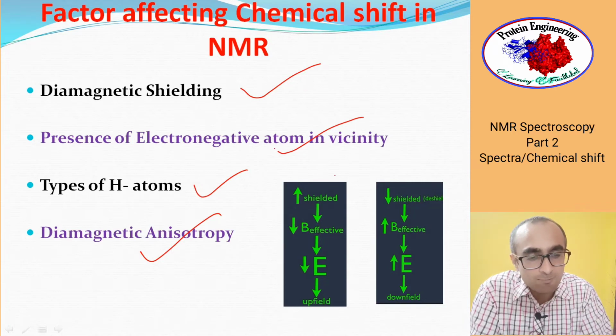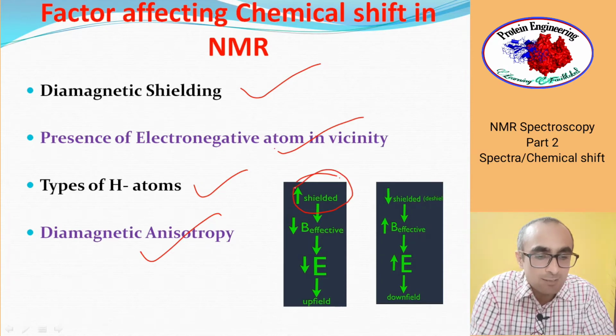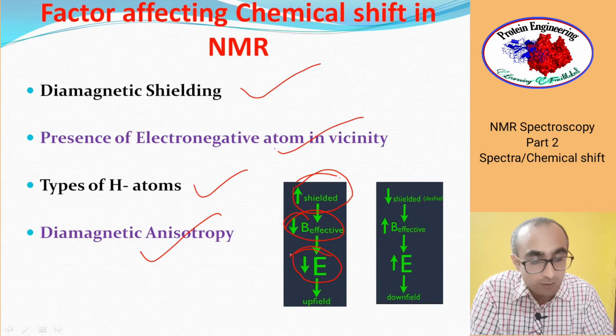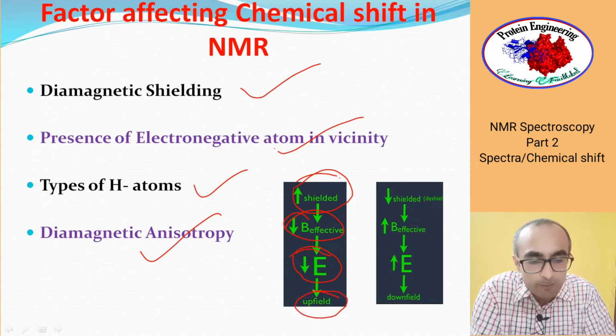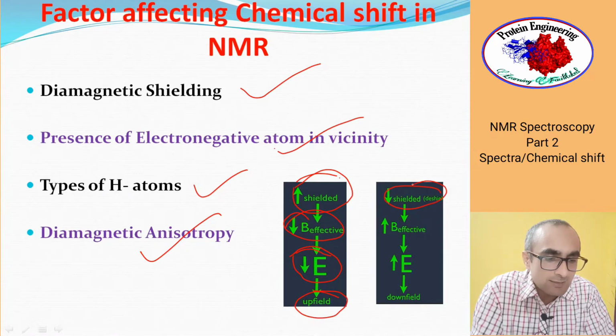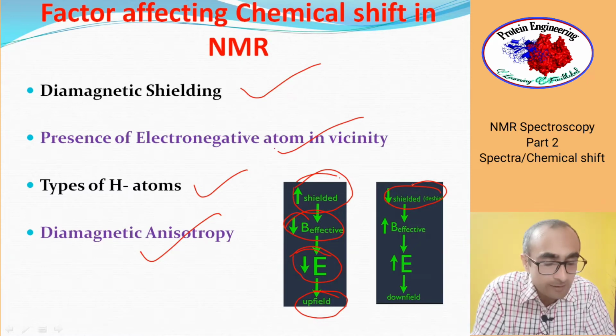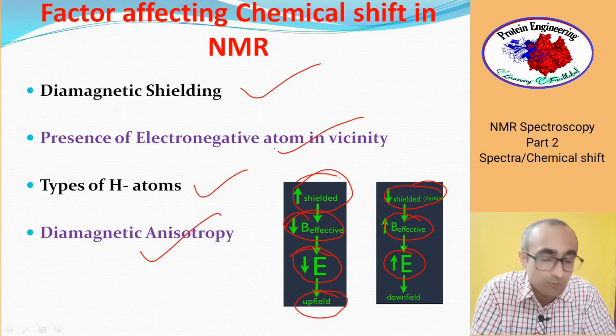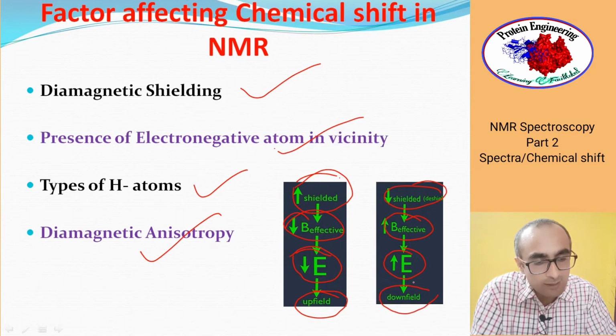If a nucleus is more shielded, it simply means the B effective would be less on that nucleus. So when B effective is less, the nucleus will absorb a lesser amount of radio frequency energy in order to resonate, and the peak will be more upfield. Whereas if the nucleus is most deshielded, in that case the B effective would be high, and high B effective means the nucleus will absorb high energy, high frequency of RF radiation, and the peak will be more downfield.